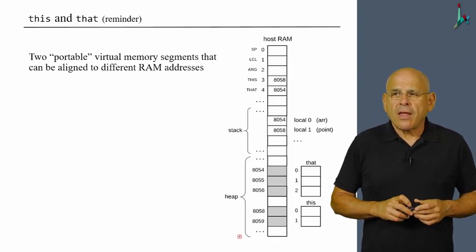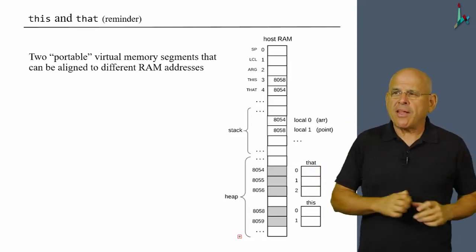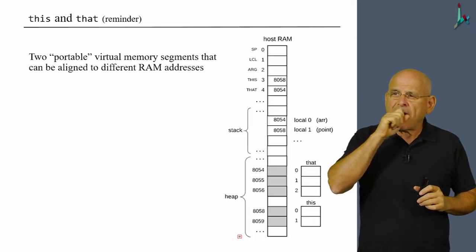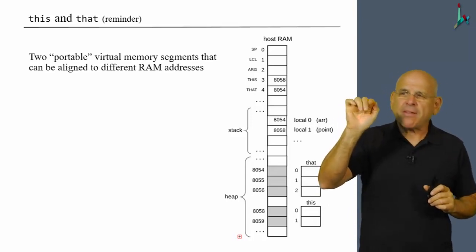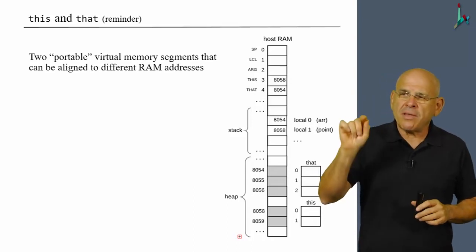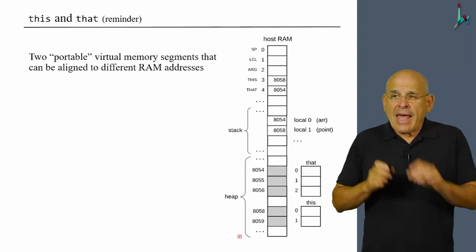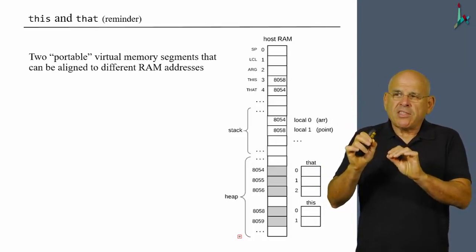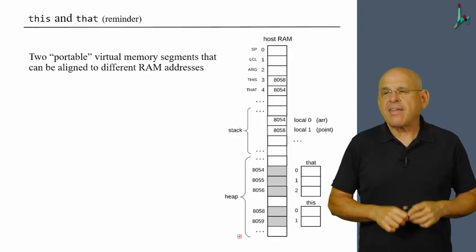And before I do this, I'd like to remind you that we also have the 2 pointers this and that, with capital THIS and capital THAT. You see them in locations 3 and 4 in the RAM. And these 2 pointers hold the base addresses of this and that.